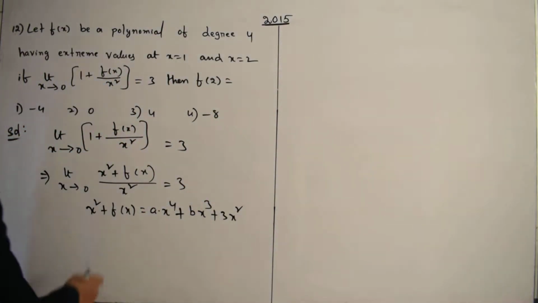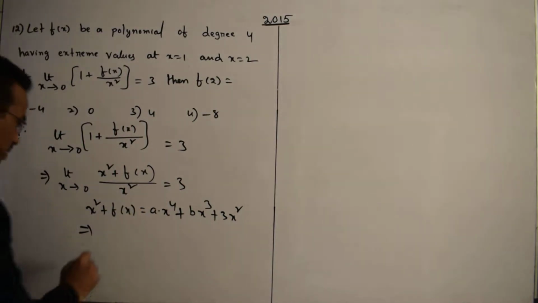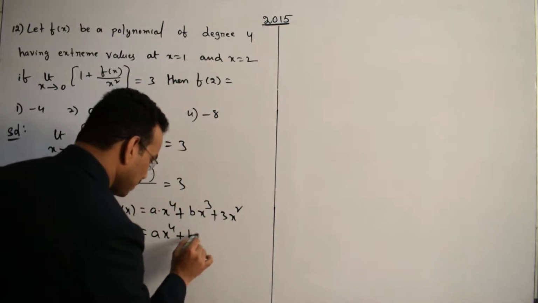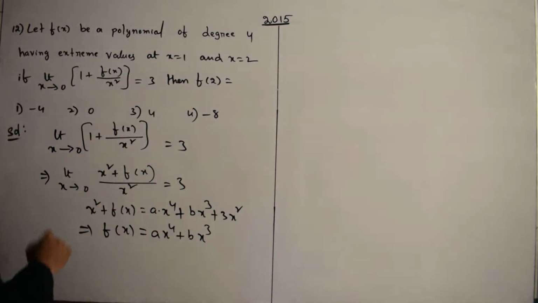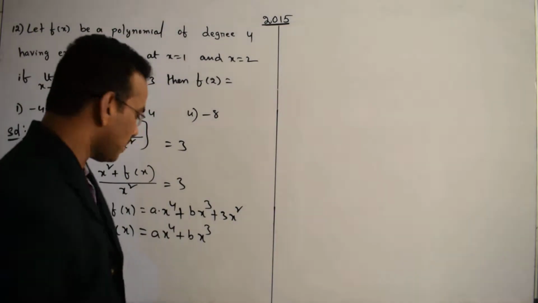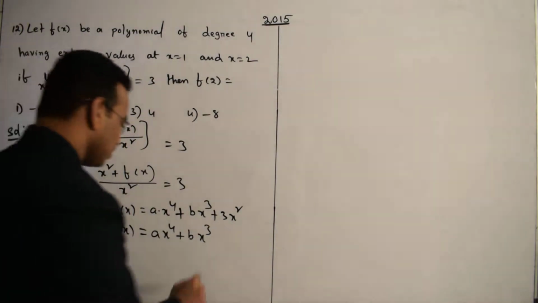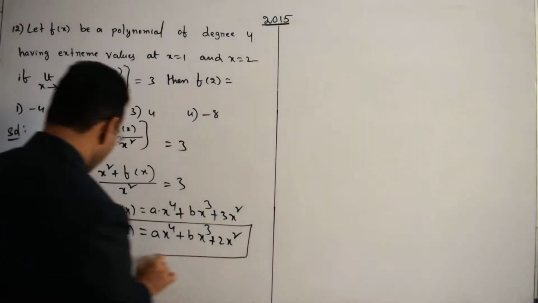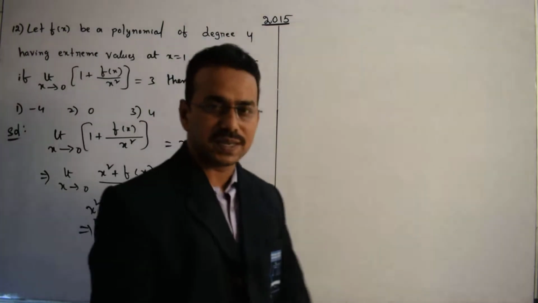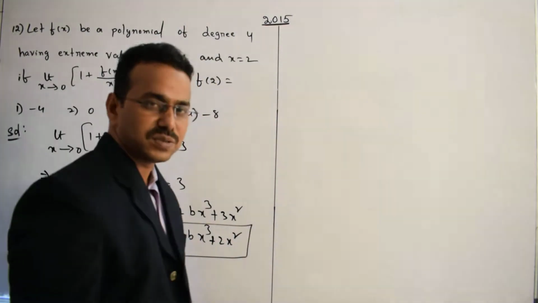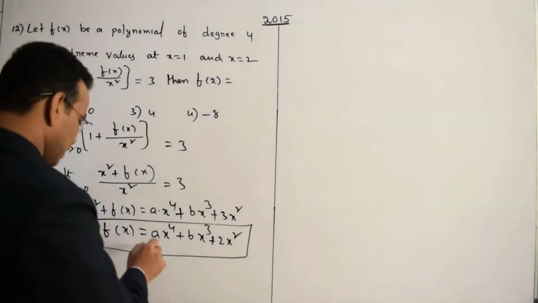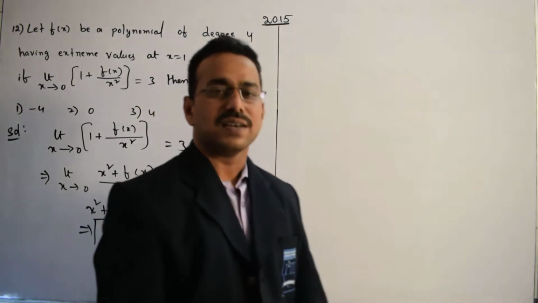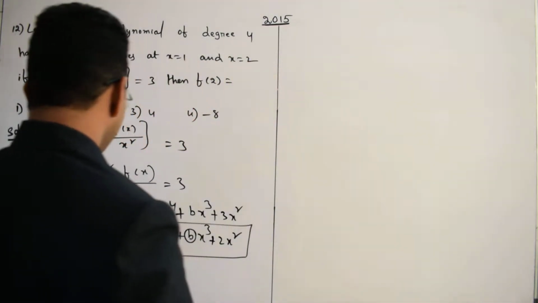In the next step, from this we easily get f(x) equals ax⁴ + bx³, as it is. The x² is transposed to the right-hand side, so finally we get 3x² − x², which equals 2x². So this is the f(x) we guessed: f(x) = ax⁴ + bx³ + 2x². Now some more information is provided here. a and b are parameters, arbitrary constants that we have to calculate, so easily we can calculate.